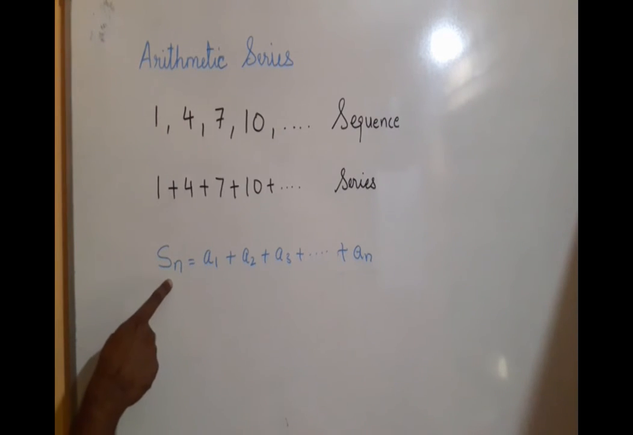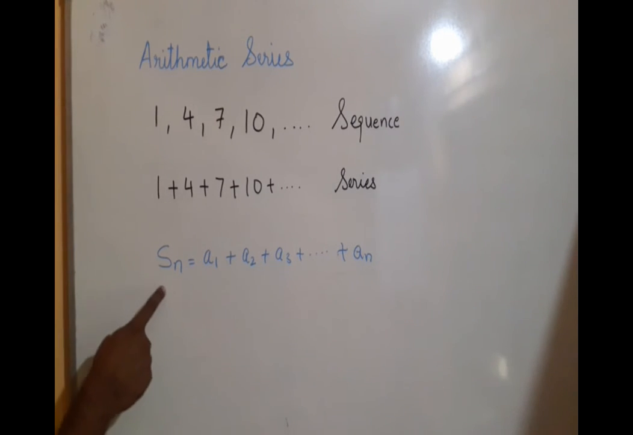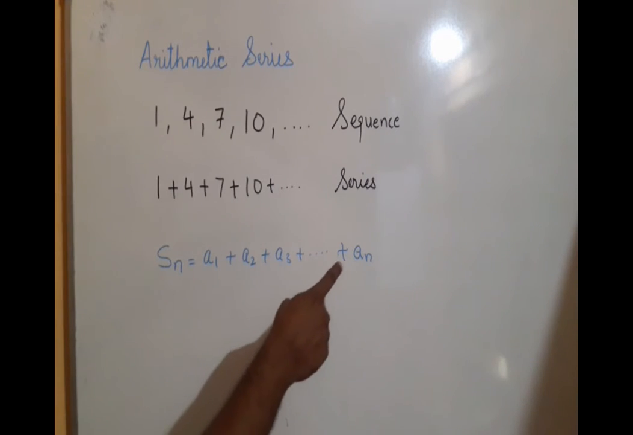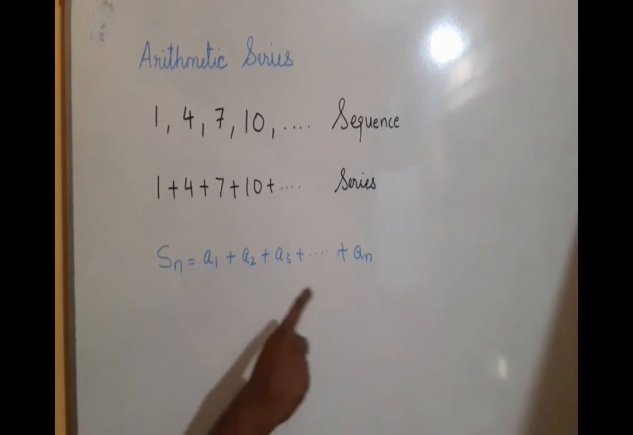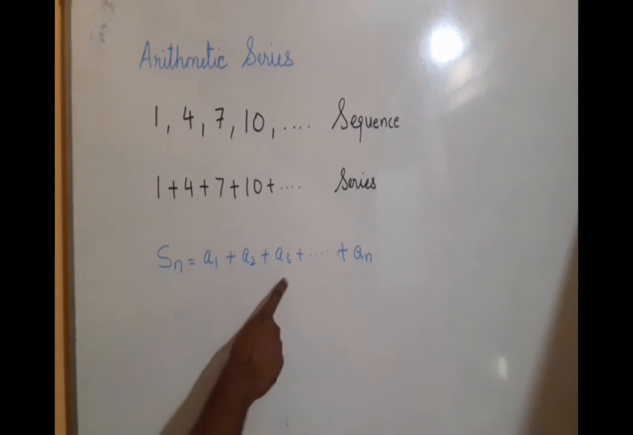So n I have written here. I can find the sum of the first three terms. So S3 will be A1 plus A2 plus A3. If I have S5, S5 will be A1 plus A2 plus A3 plus A4 plus A5. Certainly the general term of a series here is Sn equal to A1 plus A2 plus A3 plus A4 up to An. Now we'll try to derive the formula.